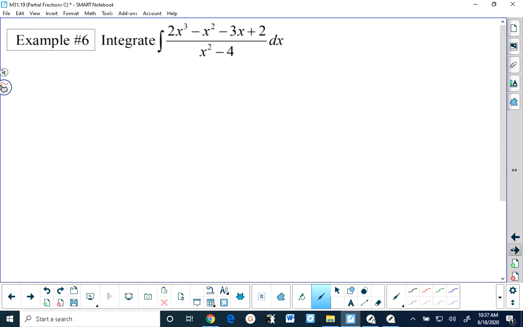Okay, let's take a look at the next example. We have to start off with long division because the degree in the numerator is not smaller than the degree in the denominator. Whenever the degree in the numerator is the same or bigger, you have to do long division.